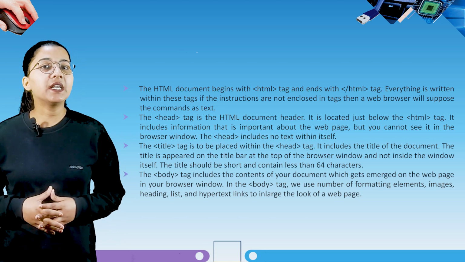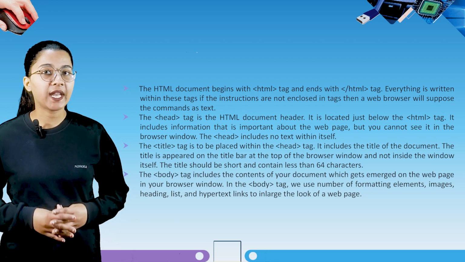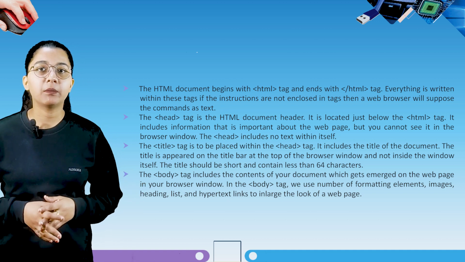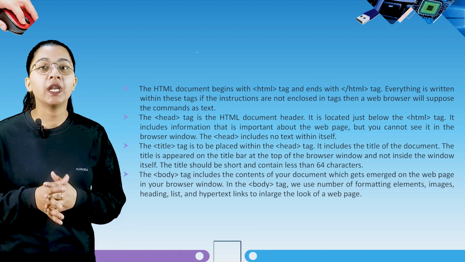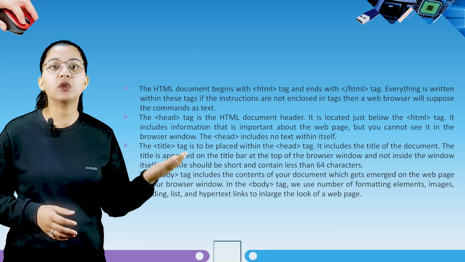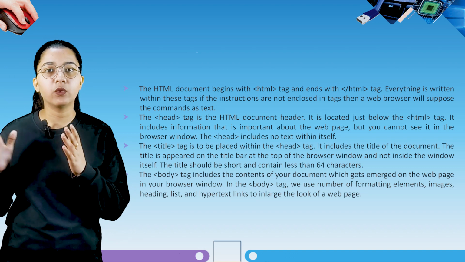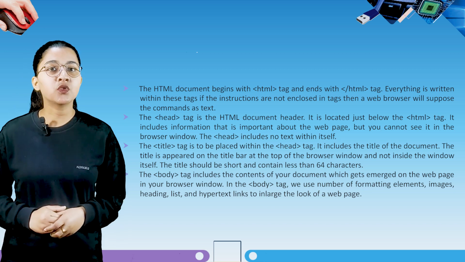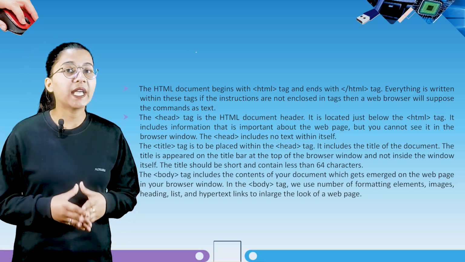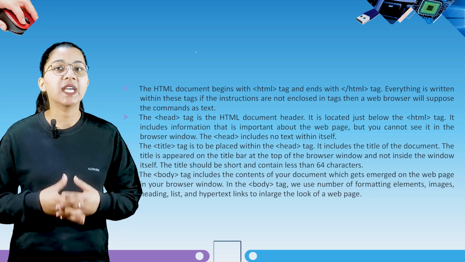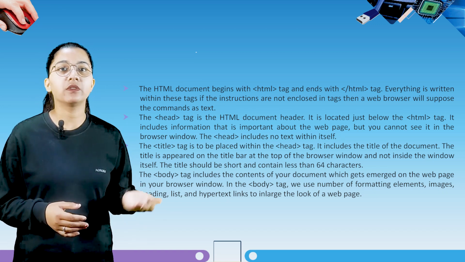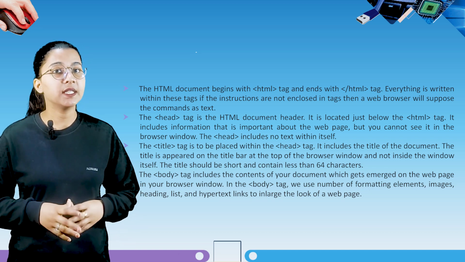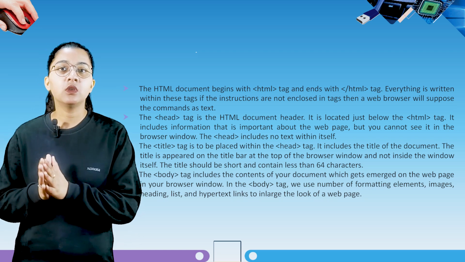And next, the title tag is to be placed within the head tag. It includes the title of the document. The title appears on the title bar at the top of the browser window and not inside the window itself. The title should be short and contain less than 64 characters. So the title tags should not have more than 64 characters inside them. Now students, next is the body tag. It includes the content of your document which gets displayed on the web page in your browser window. In the body tag, we use a number of formatting elements, images, heading, list and hypertext link to enhance the look of a web page.